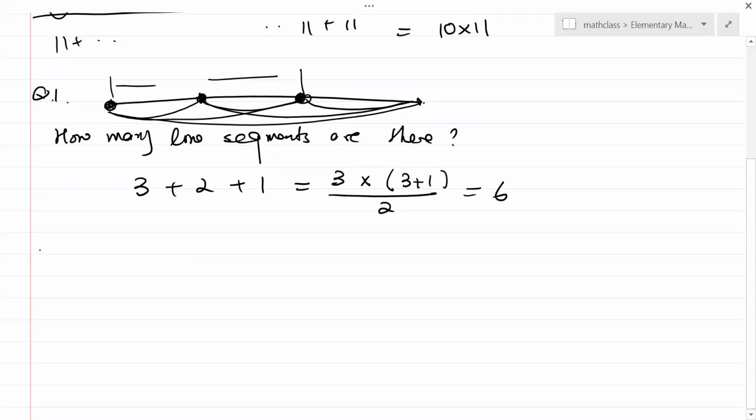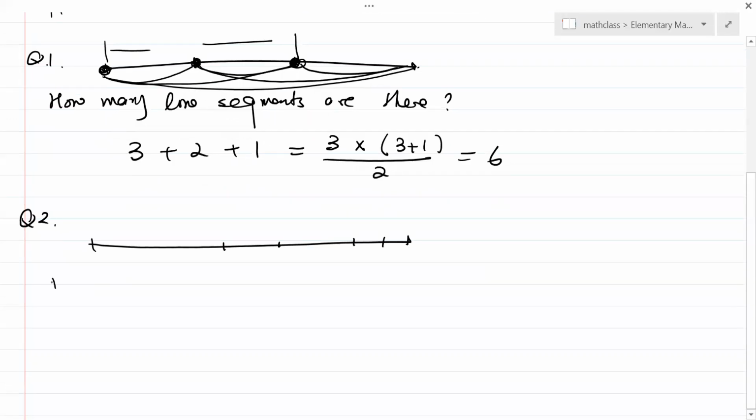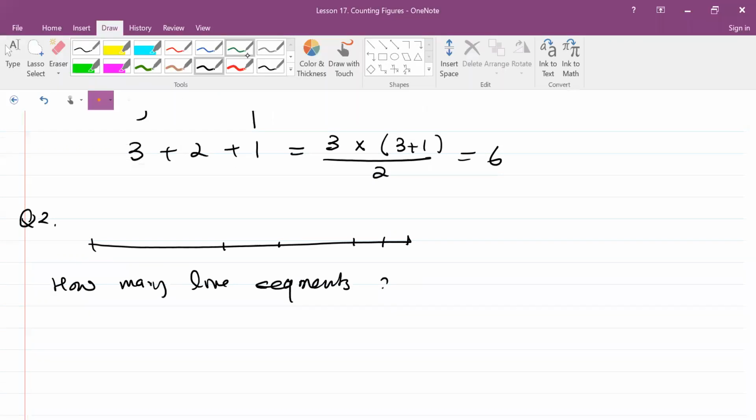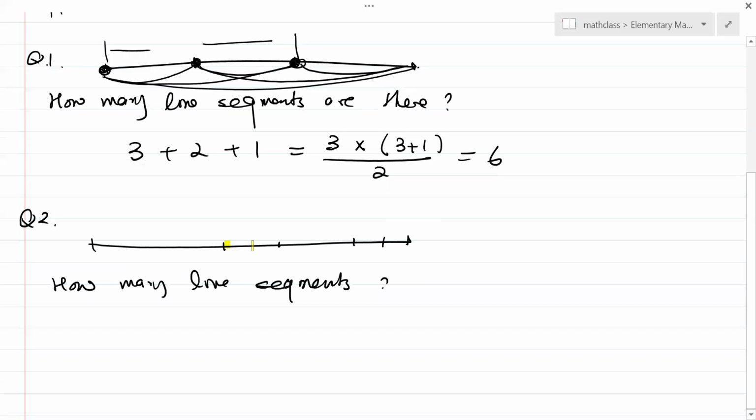Let's do one more problem like that. I have 1, 2, 3, 4. Still the same question: how many line segments? Now, a line segment by definition could be any of those, as long as you mark it. This is one of the line segments. This is one of the line segments.